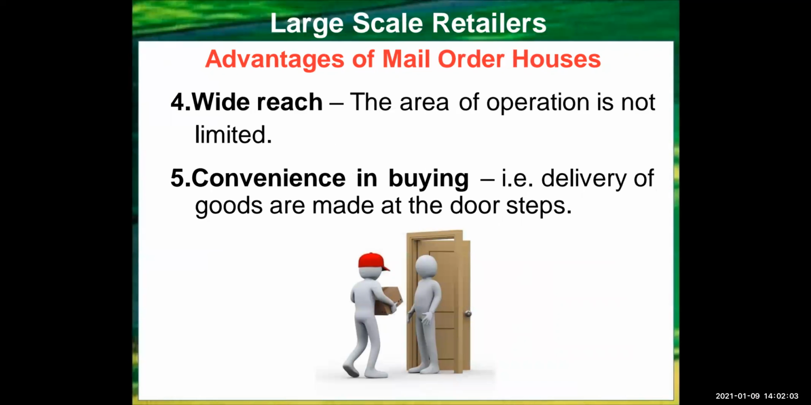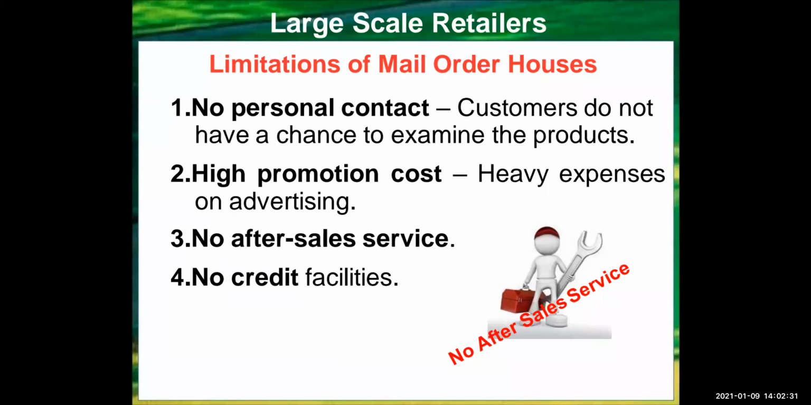Another advantage of mail order houses is its wide reach, that is, the area of operation is not limited. Through mail order houses, you can sell the products not only locally but within the country also. So you have wider reach in terms of reaching the customers. There is also convenience in buying because the goods are delivered at the doorstep of the customers.